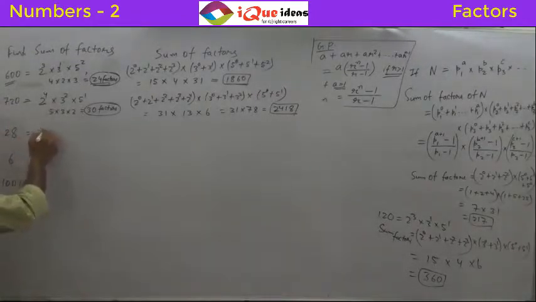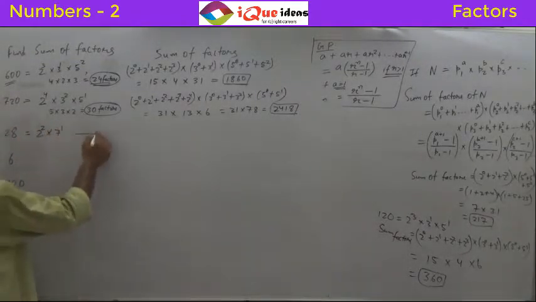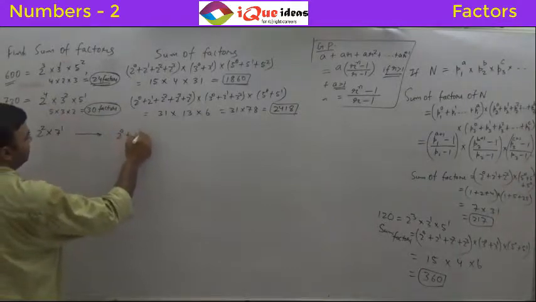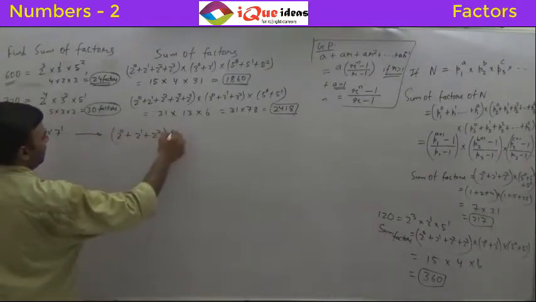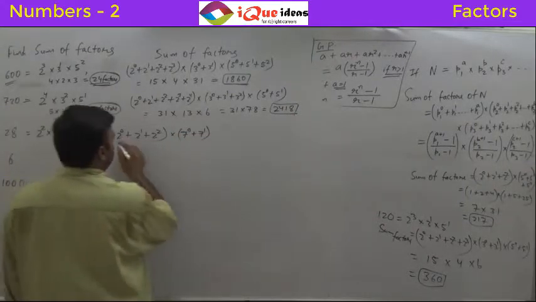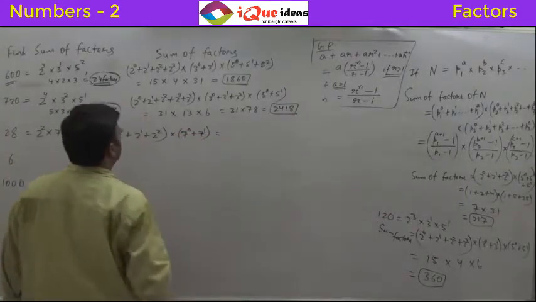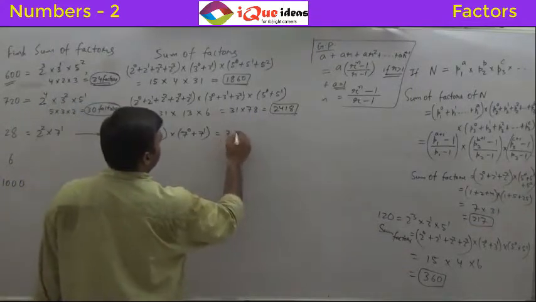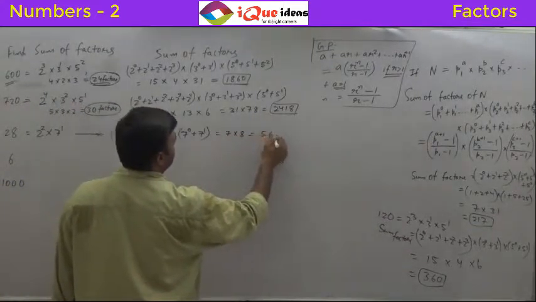28. 28 is what? 2 square into 7 raised to 1. So I directly find the sum of factors. (2 raised to 0 plus 2 raised to 1 plus 2 raised to 2) into (7 raised to 0 plus 7 raised to 1). So it is 4 plus 2 plus 1, that is 4 plus 2, 6 plus 1, 7, into 8, which is 56.